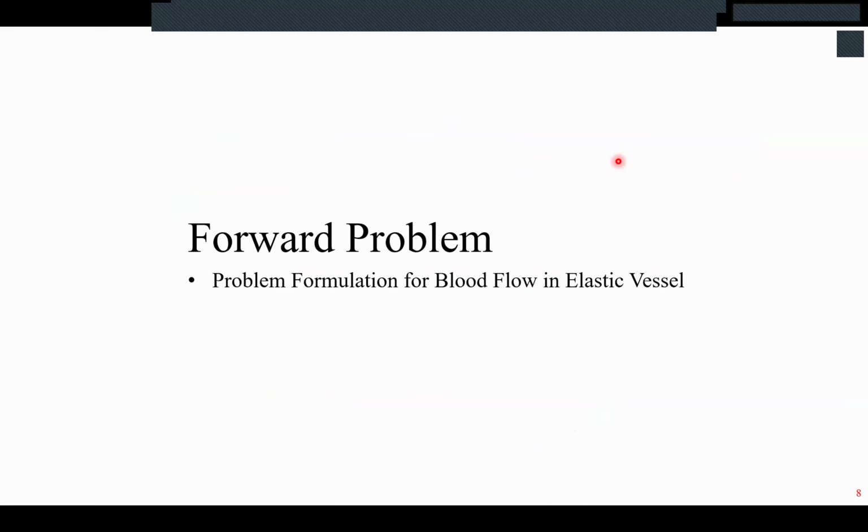So now we are going to introduce the first project, which is the forward simulation of the blood flow in an elastic vessel.